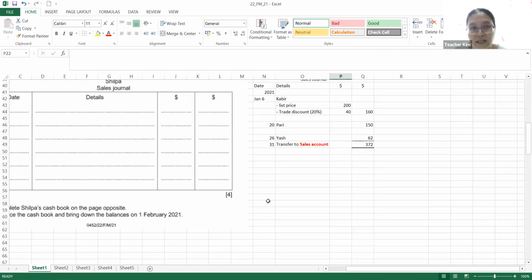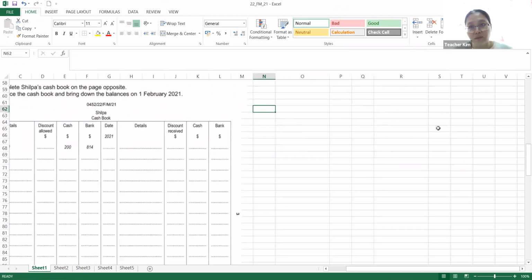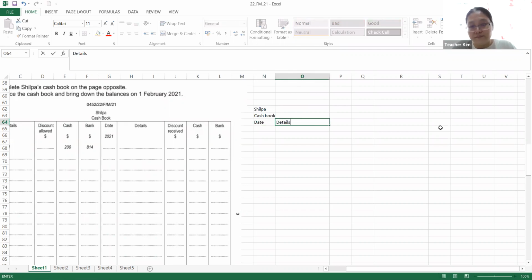Okay, now next is that they asked to prepare the cash book. So we put in the information first. Date, detail, discount, now, cash, bank.